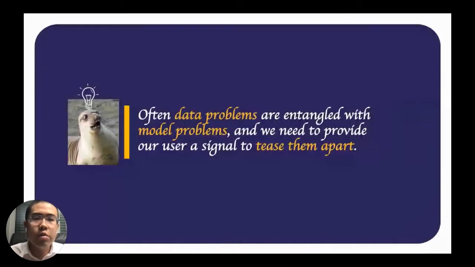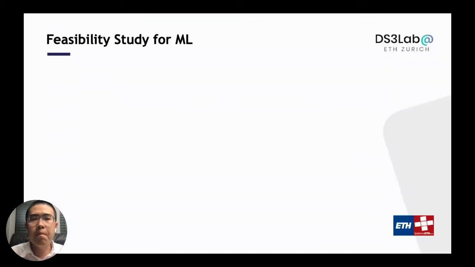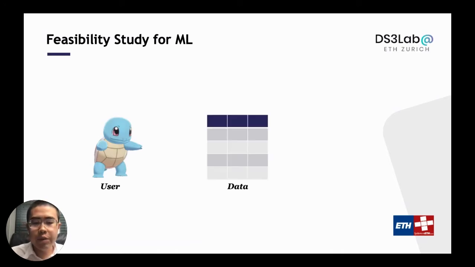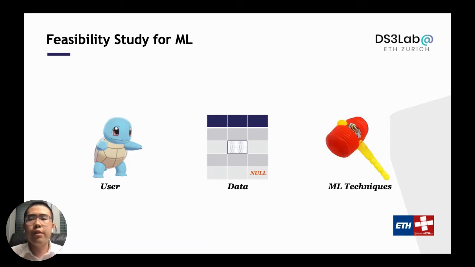That goes back to our first realization that when you are talking about machine learning problems, often they are entangled from two parts. The first is the data problem, and the second is the model problem. And somehow we need to help the user by providing a signal to tease them apart. This is a problem that we have been working on for a while. We have a user, we have a data set that could have a whole bunch of problems, such as missing values or noise, and then we have machine learning technology.